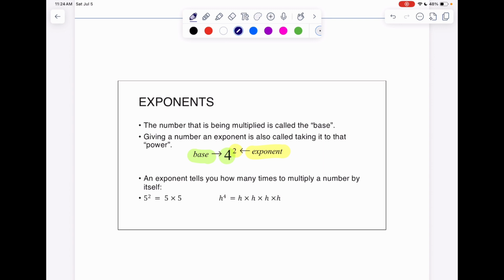Basically, giving a number an exponent is also called taking it to that power. So we could say this is 4 squared. We could say the base is 4, the exponent is 2. We could say it's 4 to the second power. And again, the exponent tells you how many times to multiply a number by itself. So 5 raised to the second power, or 5 to the 2, is 5 times 5. h raised to the 4th power, h to the 4, is h times h times h times h.